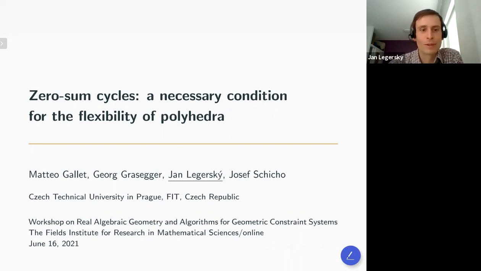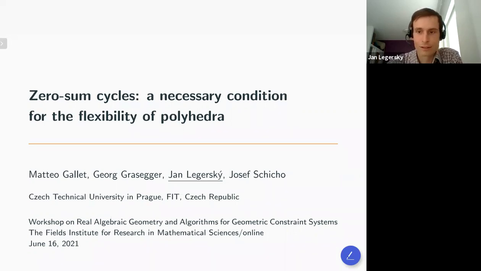Going to speak about joint work with them, which is about flexible polyhedra. So we all know that almost all polyhedra are rigid. The first result in this direction was by Cauchy, that all convex polyhedra are rigid, and then Gluck showed that almost all simply connected polyhedra are rigid.